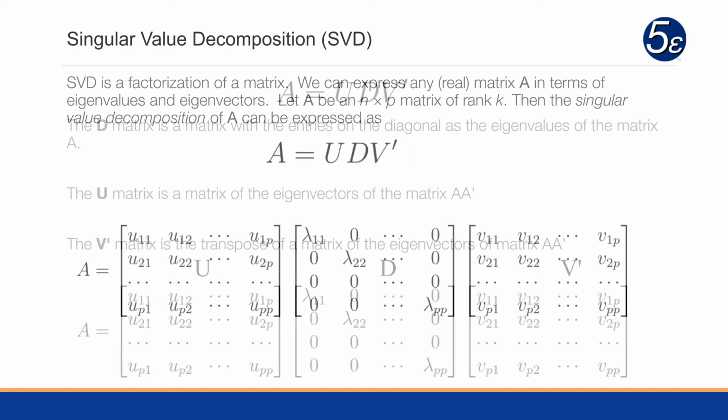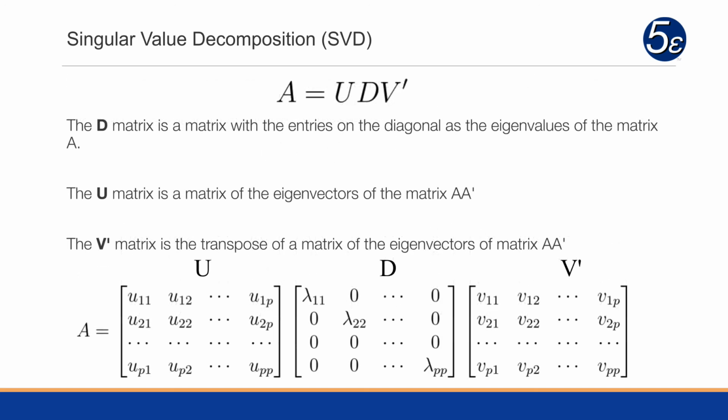The D matrix is a matrix with entries on the diagonal as the eigenvalues of the matrix A. So if we have the eigenvalues of matrix A, that's going to compose our D matrix here, where the eigenvalues are on the diagonal. The U matrix is the matrix of eigenvectors of matrix A times A transpose. And the V matrix, or the V transpose matrix, is the transpose of that eigenvector matrix of A times A transpose. So this gives us our U, D, and V matrix.